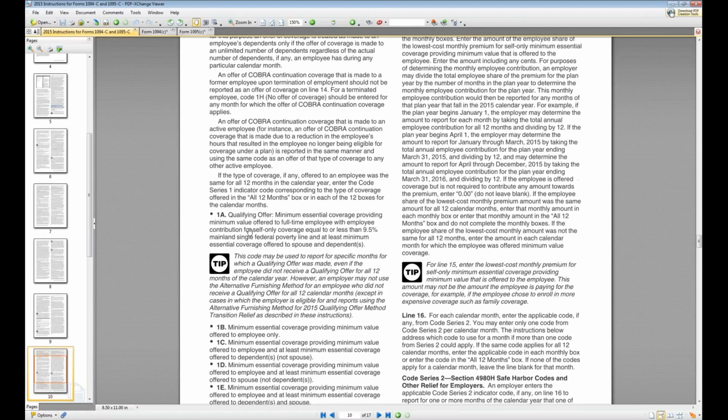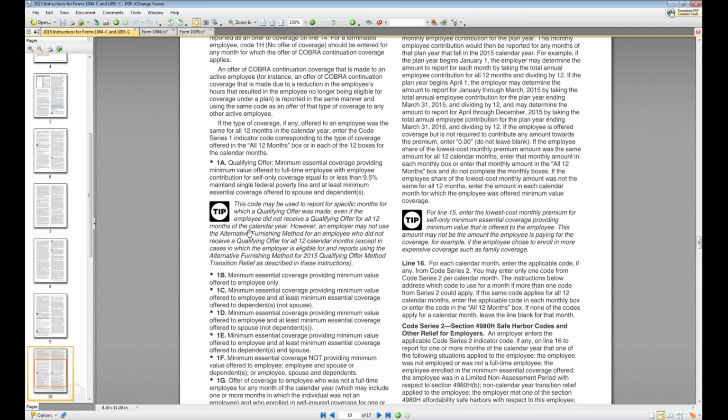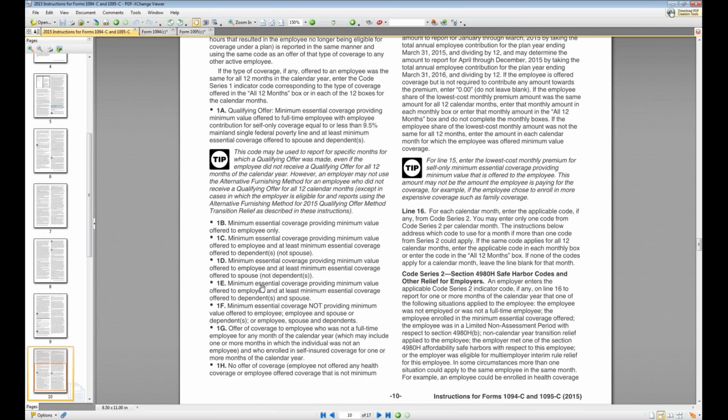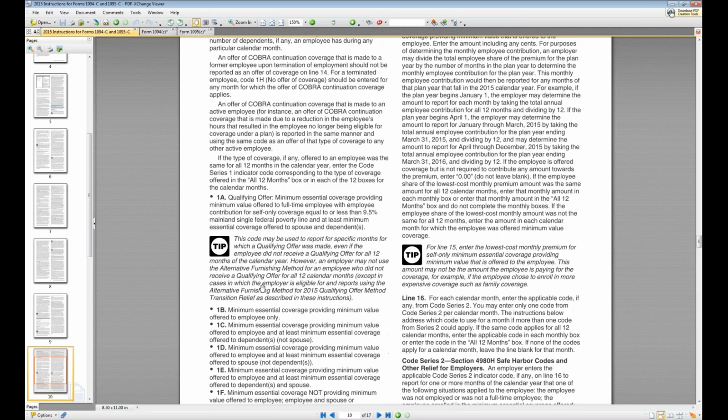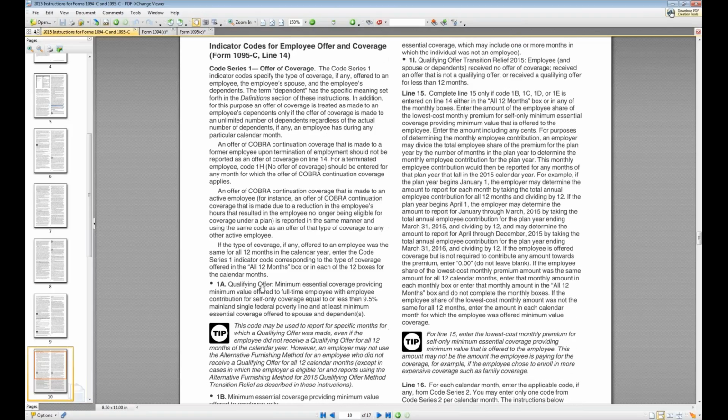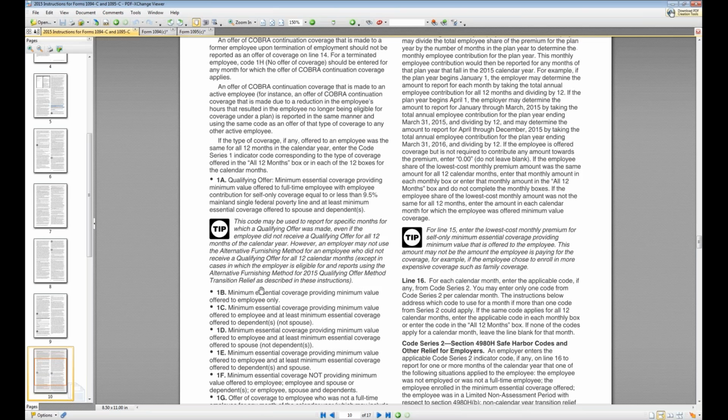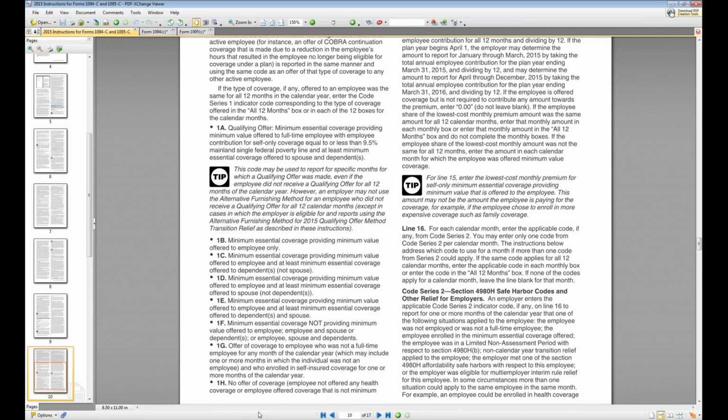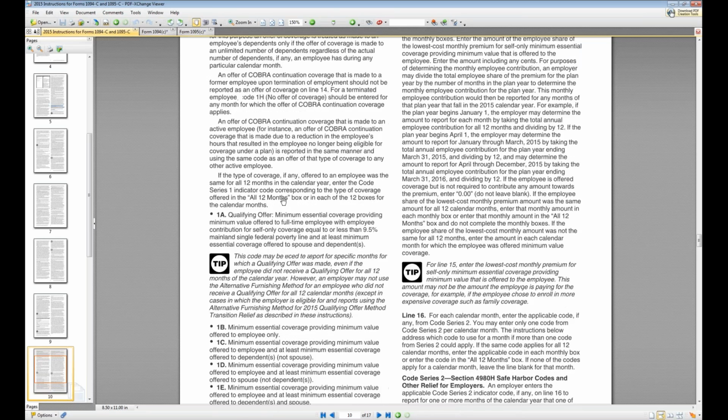Most employers are going to use one of 3 codes, either 1A or 1E for offers of coverage, and I'll come back to that, or 1H for no offer of coverage. There are other codes that apply in some exceptional situations, but for the most part, all employers will use one of 3 codes, 1A, 1E, or 1H. 1H is no offer of coverage for line 14, and I'm going to come back to that.